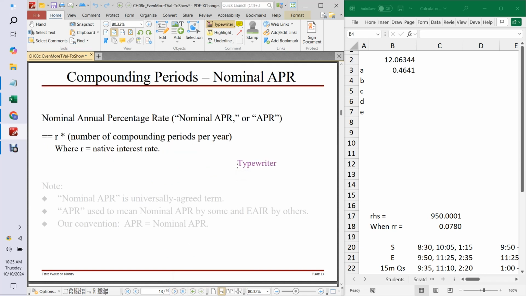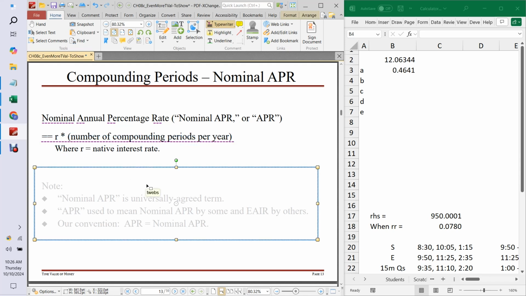All right, next up, we need to learn about what we call nominal APR or APR. And what does that stand for? So nominal APR stands for nominal annual percentage rate. And what this is defined to be is our native interest rate times the number of compounding periods per year. So this definition we need to know also.